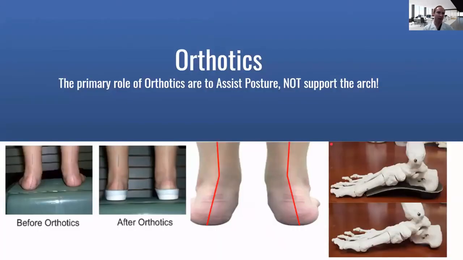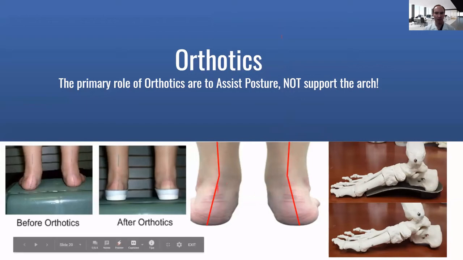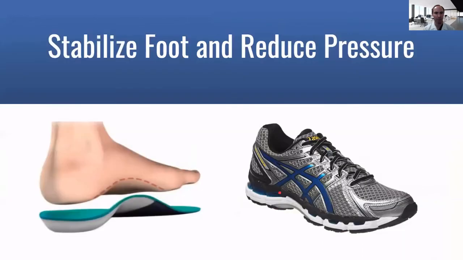Orthotics can be used sometimes. The primary role, though, of an orthotic is to assist posture and not purely an arch support. So you want to correct the posture. As we talked about, depending on the knee position and the ankle position, that can change the pull, as you can see here on the Achilles tendon, because of the postural position of the foot. That's going to change the pull on the Achilles, and for a lot of people can cause that pull and inflammation. Good shoes can be helpful.